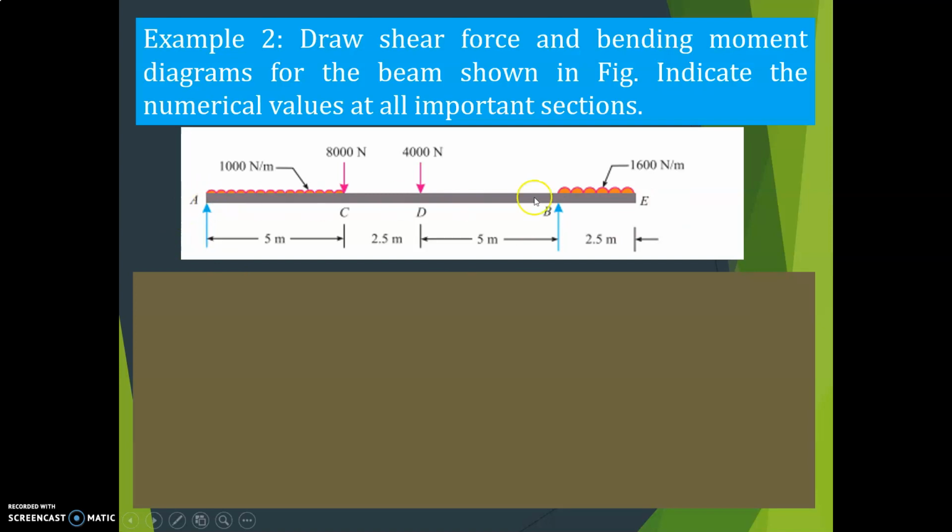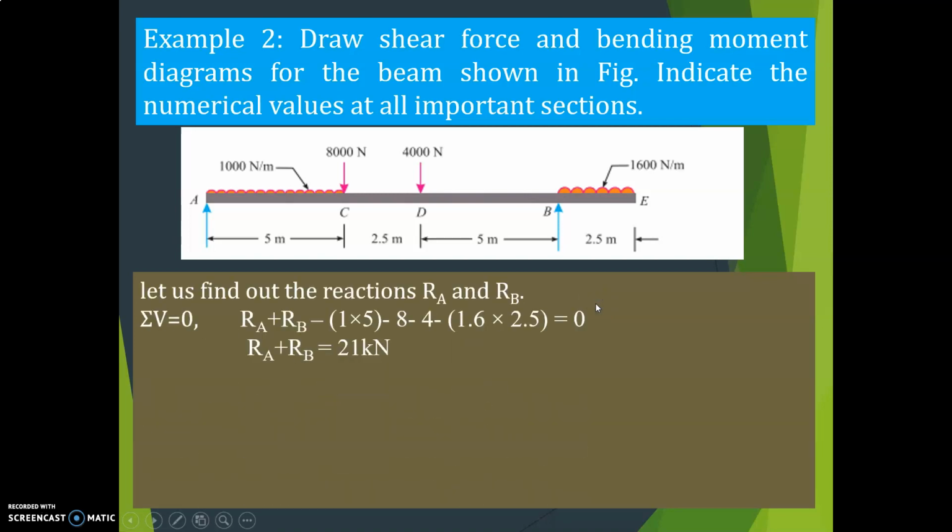Okay, this is the beam given, an overhanging beam. You can see here the supports are at A and B, and this portion is overhanged. Now what you have to do, first you have to find the reactions. How to calculate reaction? Take first vertical forces equal to 0, upward force is positive, downward force is negative.